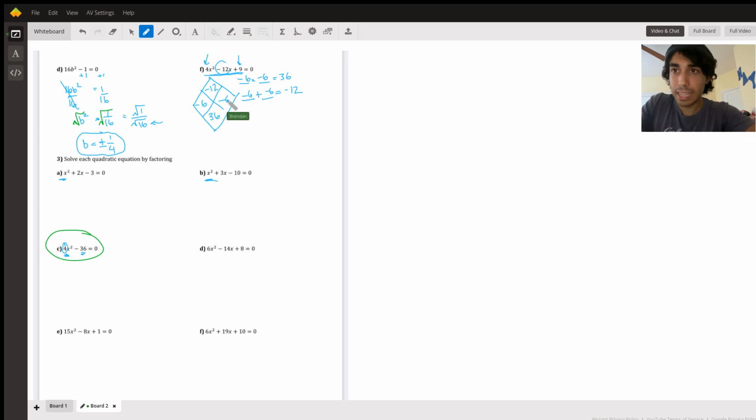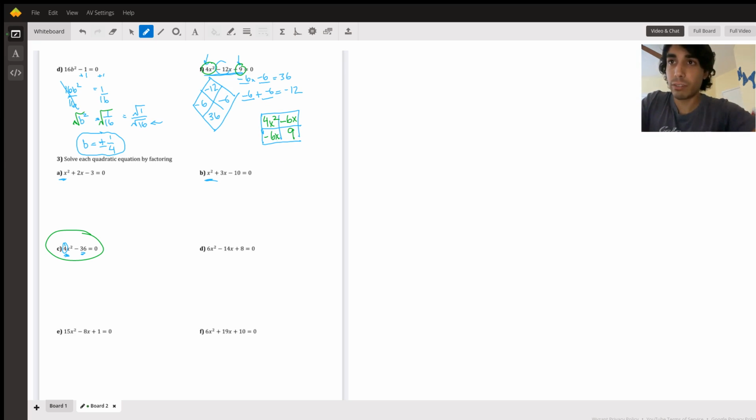All right, so we can take that and put that into our box. We've got our box method set up here. Top left corner is always the first term, so 4x squared. Bottom right is C, that is 9. And then those two that we just found, the negative 6 and negative 6, will go in the other two positions. All right, again, column by column, row by row.